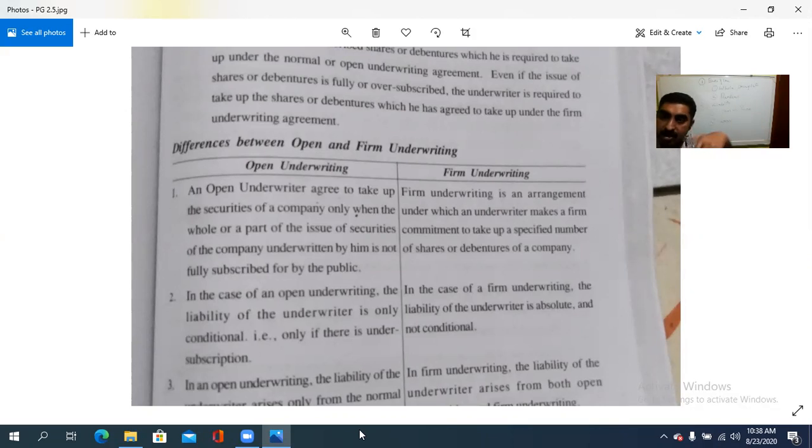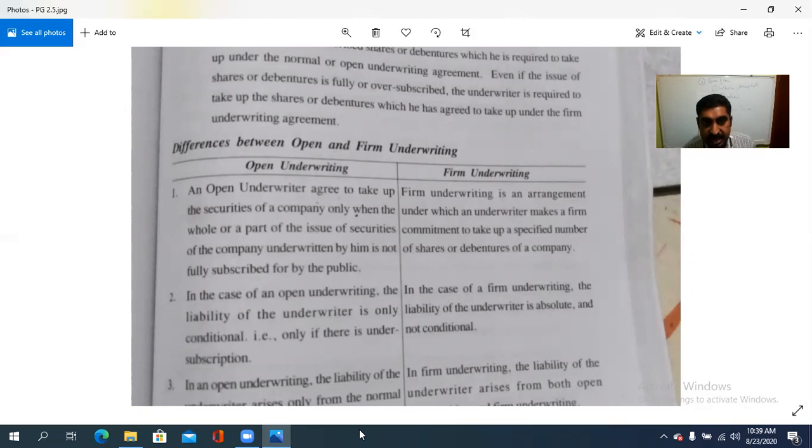Open: either fully, whole or partial, whatever be, if they are not taken by the general public for subscription, then in such a case they are taken up. That is the open underwriting. So, an open underwriter agrees to take up the securities of a company only when the whole or part of the issue of shares of the company underwritten by him is not fully subscribed by the public. While firm underwriting is an agreement or arrangement under which an underwriter makes a firm commitment to take up a specified number of shares or debentures of a company.